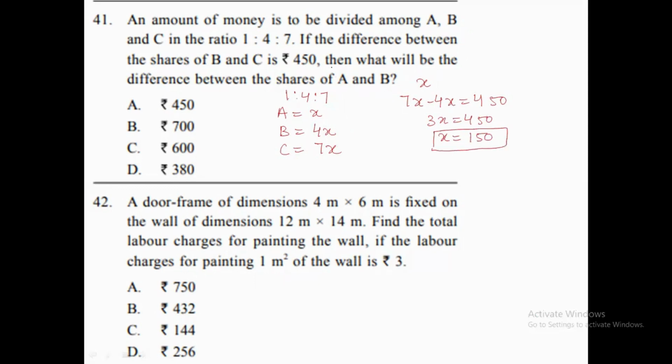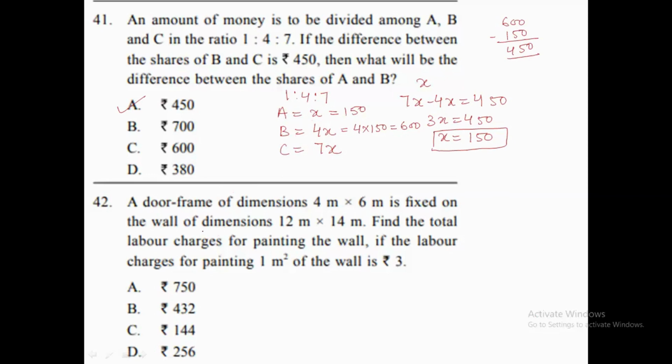Now, the question is asking for the difference between the shares of A and B. A is equal to 150, and B will equal 4 multiplied by 150, which is 600. We need to find the difference between both, so 600 minus 150, and we get 450, which is our option A. Understood? Okay, let's move on to the next question.